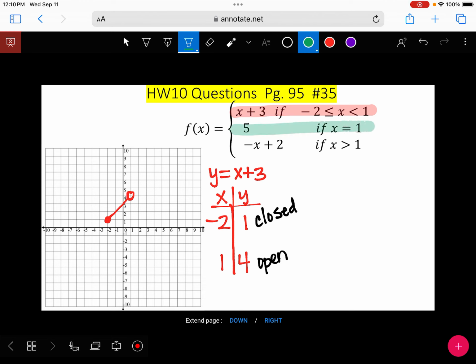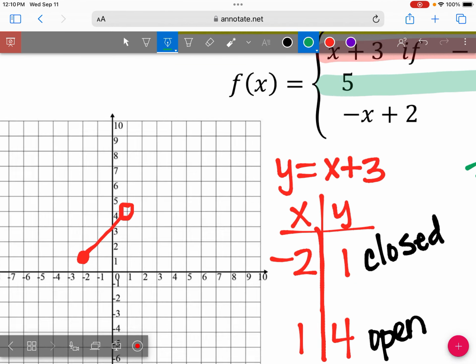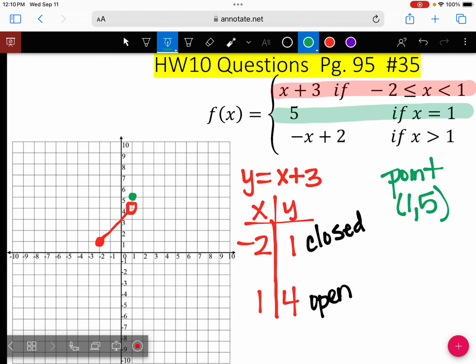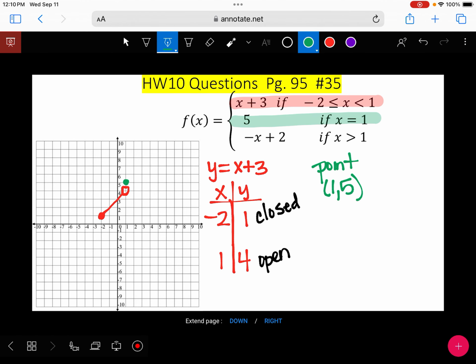For the middle one, that's just a point. It just says that when x is 1, y is 5. So there is nothing to graph. We don't need to make a table. We're just going to put a point at 1, 5. That's it. There's no table that needs to be made. We just put a point right there. That's all we have to do, because it's equal. So that's just a point.